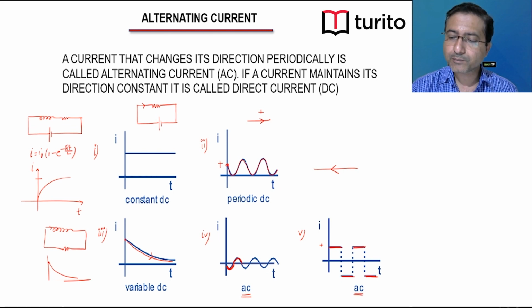Because we have plus I and we have minus I, whenever current changes direction, it is called alternating current. If current's direction remains the same, it is called direct current. So I hope the basic definition of direct current and alternating current is clear.